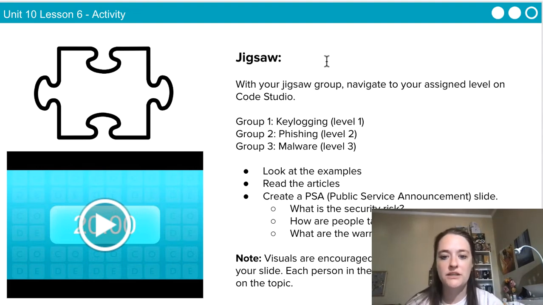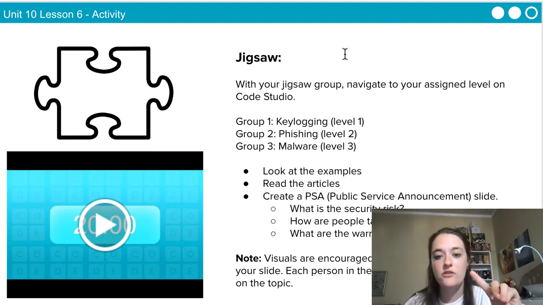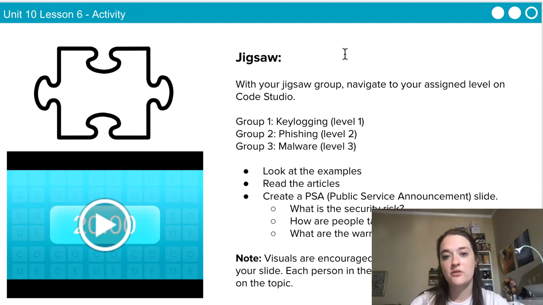So jigsaw means to break up. You have 3 different levels here. You have a keylogging level, phishing level, and a malware level. If you worked in a group of 3 people, each one of you could take a different level, and then you come back together and you talk about what the security risk is, how people are being targeted, and what the warnings are. But honestly, I would not trust getting this information from somebody else. You should do all 3 of these levels, and you should make sure that you understand what they are just for your own personal internet safety.